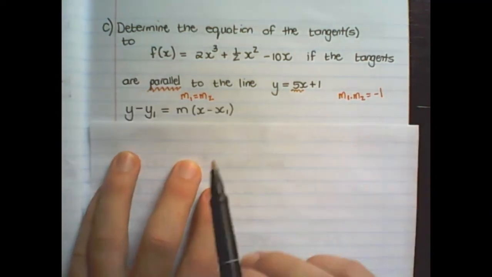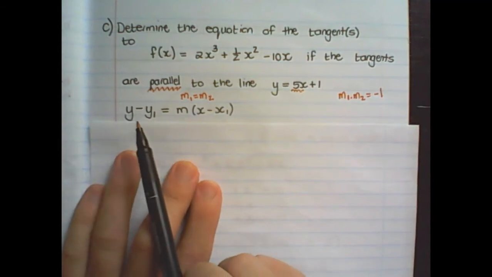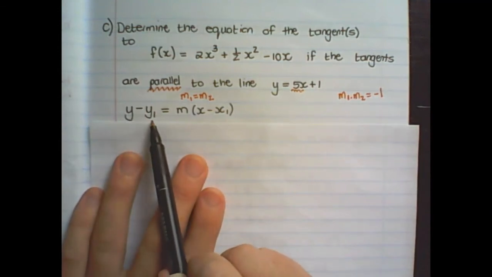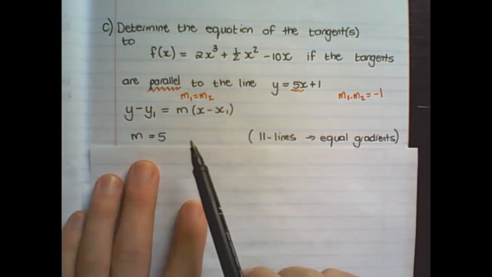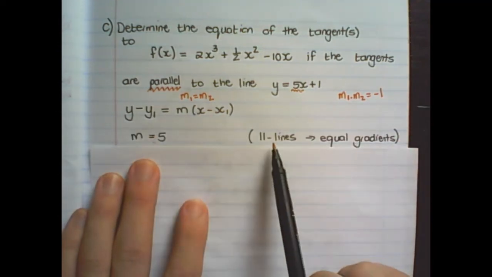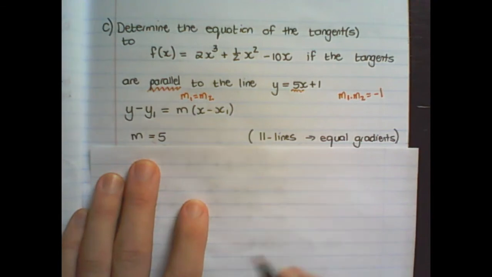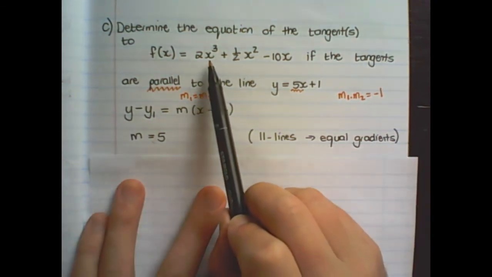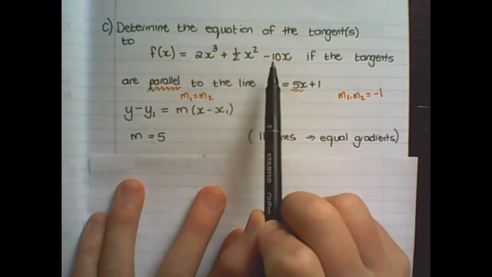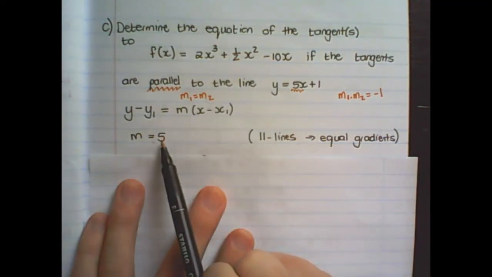Let us start with the equation of a line, which is given as y minus y1 is equal to the gradient times x minus x1. The gradient is equal to 5 because parallel lines have equal gradients. Now we need to determine the x values where the gradient would be equal to 5.